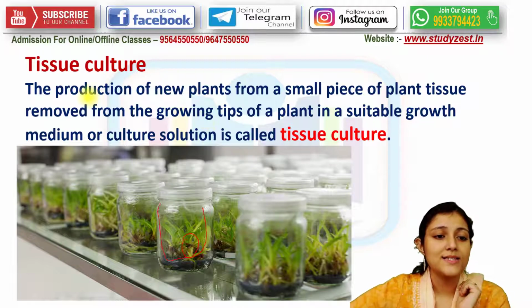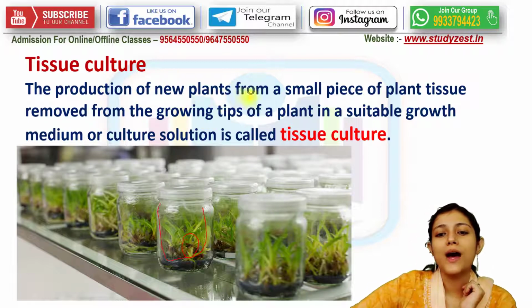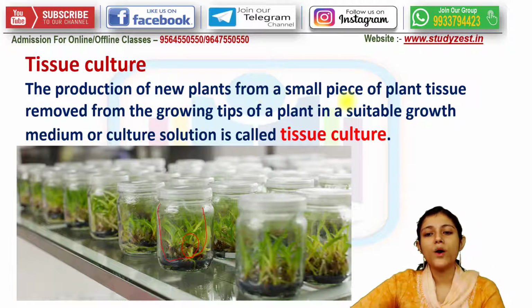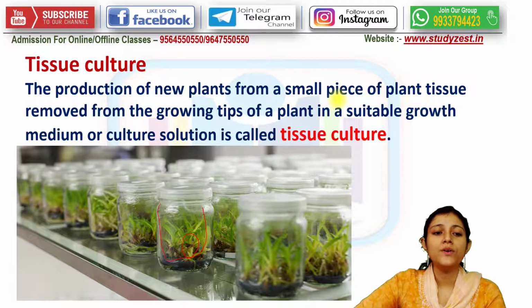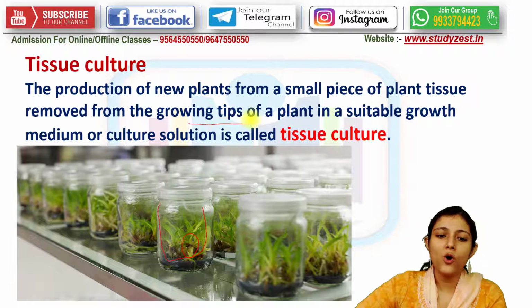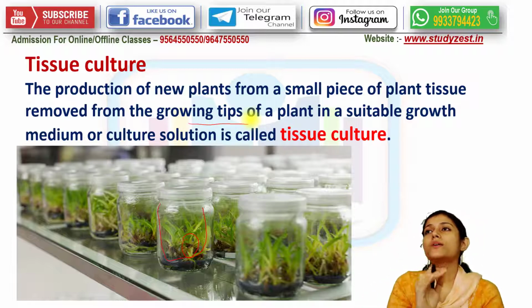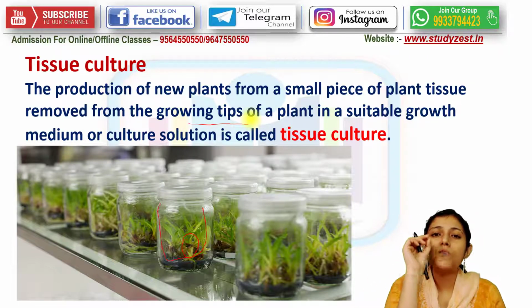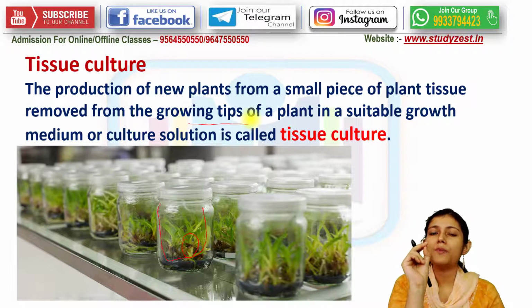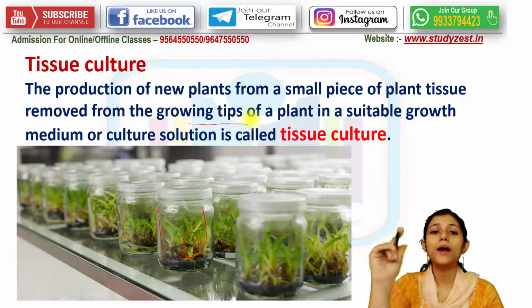this is the process, this is the production of new plants from a small piece of plant tissue removed from the growing tips of a plant. The growing tips or the part, ये देखो ये बहुत important है क्योंकि इस process में एक small part, a small part of plant can give rise to whole plant body.